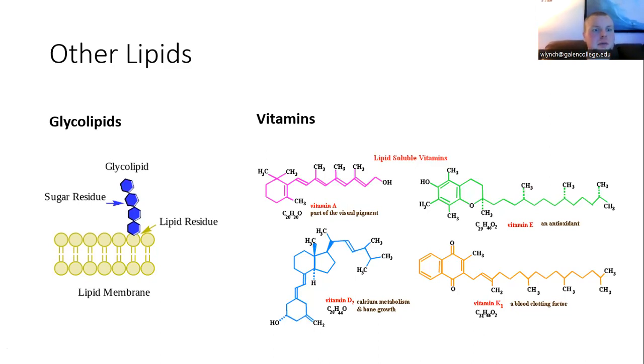Here we have a glycolipid. A glycolipid is one that is attached to a lipid residue. We find these a lot on cell membranes, as we have sugar and glycogen molecules attached to the surface of a cell membrane, and that is a glycolipid structure.